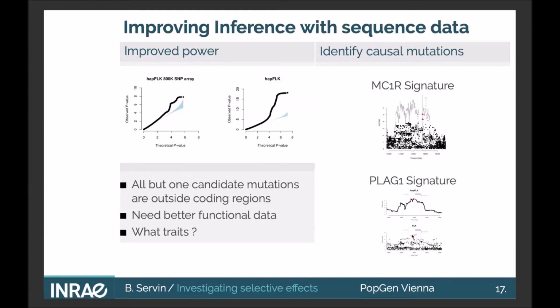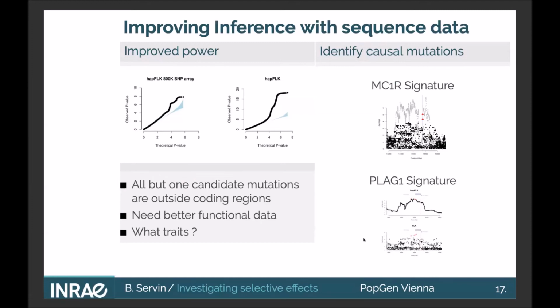First, they are regulatory, so we need functional data to tell what kind of regulators. Are they promoters, enhancers, long non-coding RNAs? For that there is currently a lot of work being done to functionally annotate those genomes, so we will have to revisit our study after that. And also, what are the traits that have been under selection? Because this approach doesn't tell us what traits.